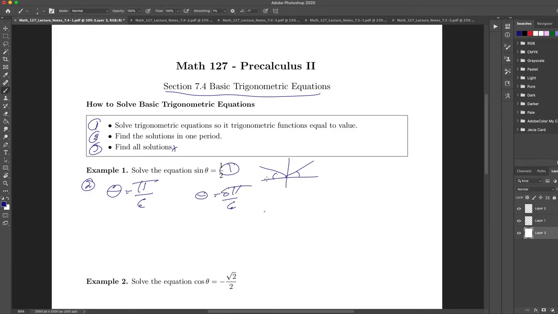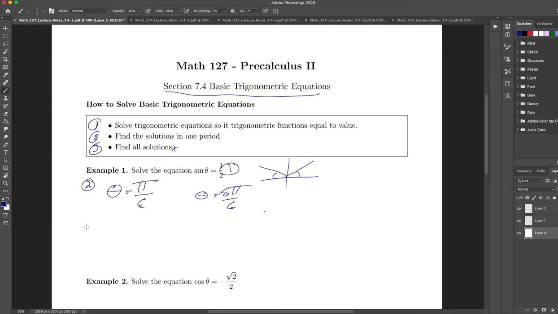Okay, and we'll go over how to do that more. So here you can just look at your chart. Your chart will give you these answers. Here, if I knew this angle is pi over 6, I can just take pi minus that angle. So pi minus this gives me 5 pi over 6. Okay, so that's how we did this one.